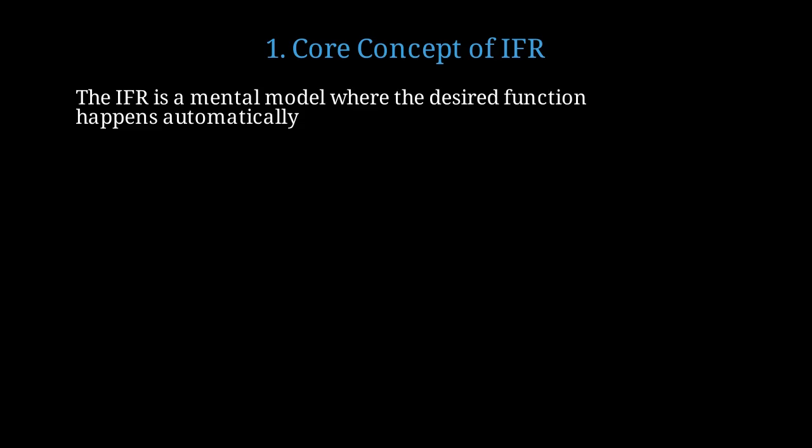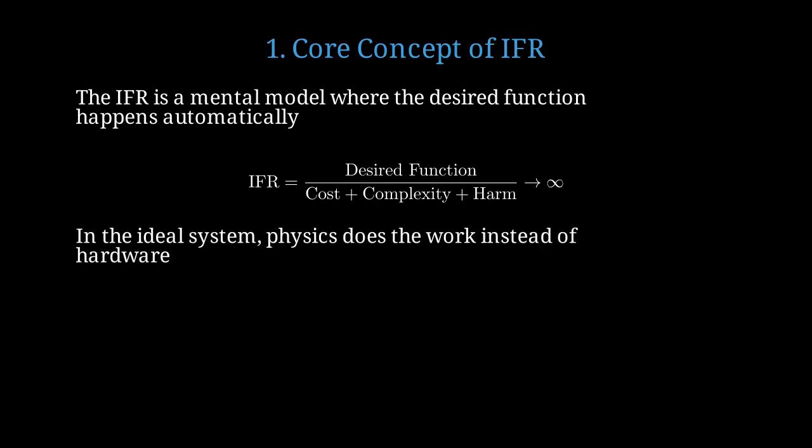Let us begin by understanding the fundamental concept behind the ideal final result. The ideal final result is a mental model where the desired function happens automatically without any additional system. Mathematically, the IFR represents infinite value: the desired function divided by cost plus complexity plus harm, approaching infinity as the denominator approaches zero. In the ideal system, natural physical phenomena do the work instead of engineered hardware. Physics becomes our mechanism.